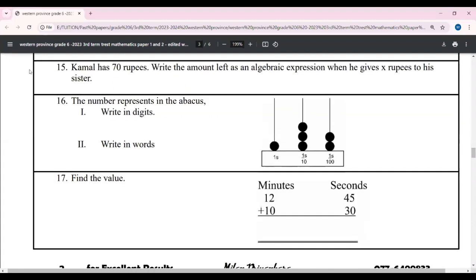Let's go with the 15th question. Kamal has 70 rupees. Write the amount left as an algebraic expression when he gives x rupees to his sister. So he has 70, and x rupees has to go, right? Then it has to be 70 minus x, right? Next, the number represented in the abacus, in digits, is 1.32. So in words we write 1.32, right? This is how we get it.